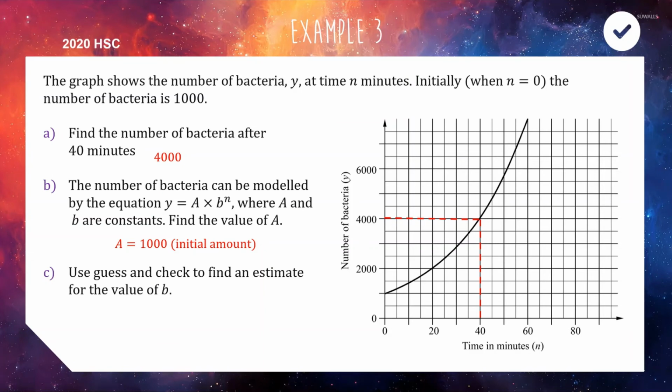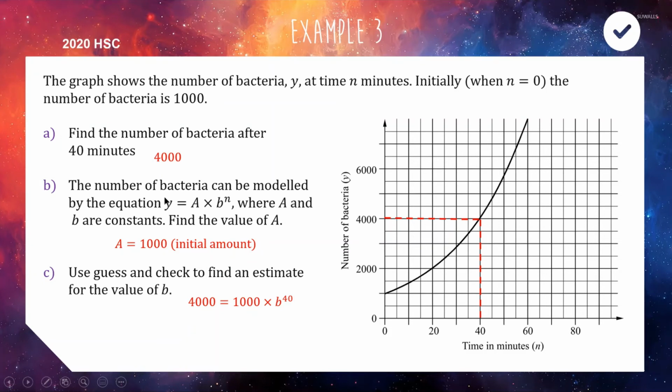Okay, now part C is the really tricky part that a lot of people in 2020 had problems doing accurately. It is pretty confusing. It says use guess and check to find an estimate for the value of B. So we've got our equation right here. We know what A is. We're trying to figure out what B is. The way we're going to do this is we're going to use our equation with values that we've already been given in part A, which is that after 40 minutes, so when the n value is 40, the number of bacteria, which is the y, is equal to 4,000.